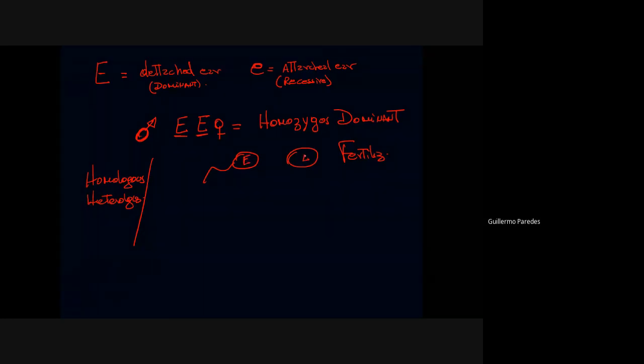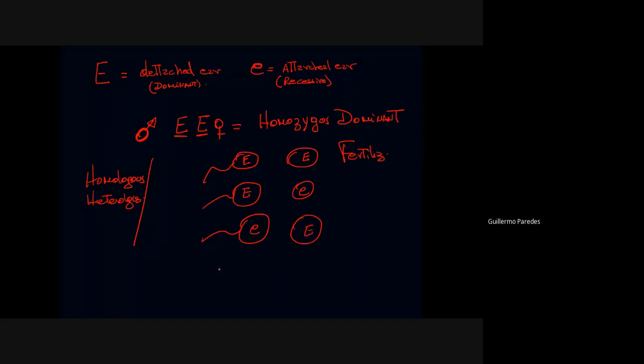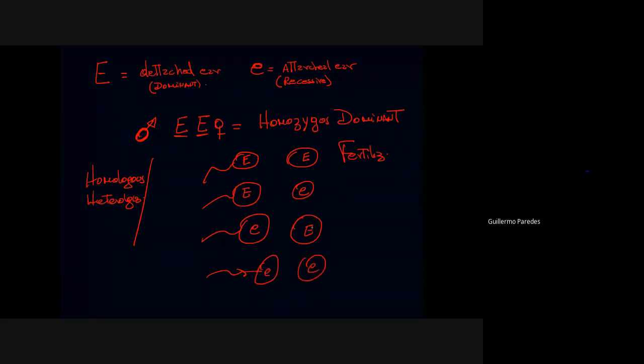They come together, and for example, the father is going to have E and the mother is going to have E. Or it could be recessive. Another option, E and recessive from the mother. Another option, a recessive from the father and a dominant from the mother. And another option, recessive from the father and recessive from the mother. So there are different combinations that can happen.